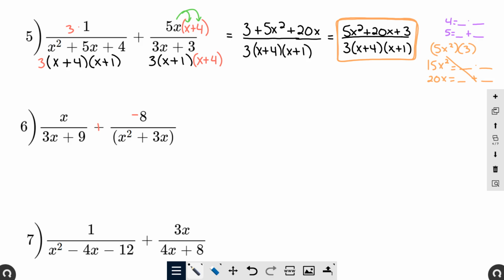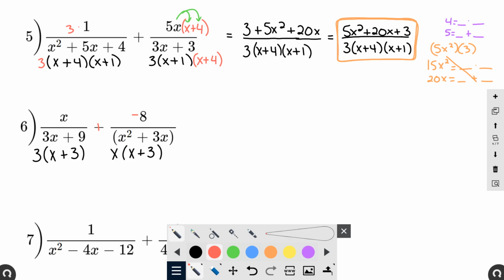How do you factor this one? Take out the 3, take out the GCF of 3, and what am I left with? Good. Over here, take out an x, and what are we left with? Good. So they share something, right? They both share the x plus 3, but missing the other pieces. So this one needs x.